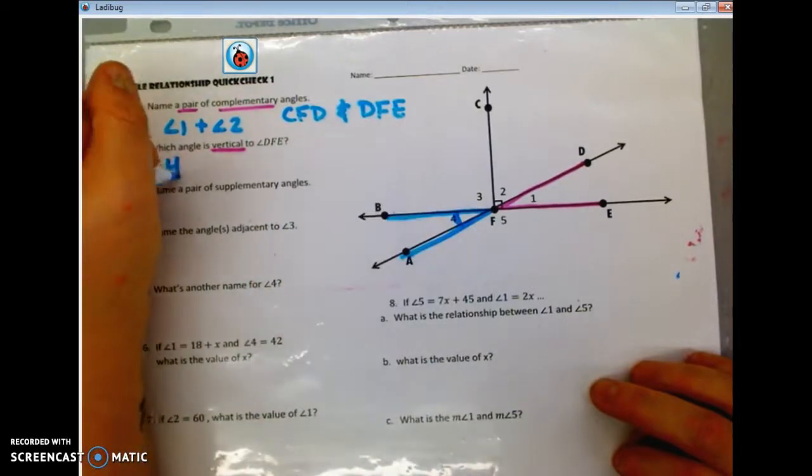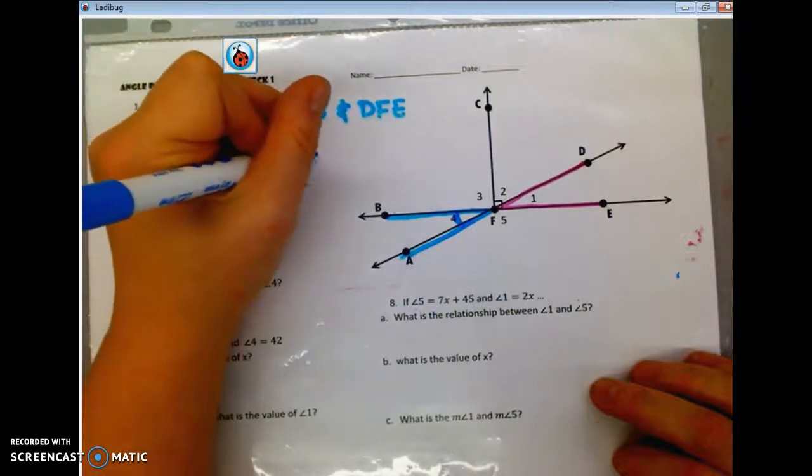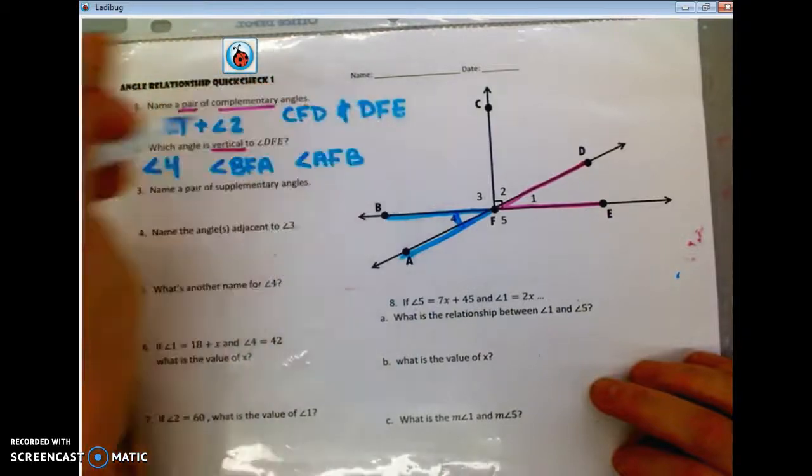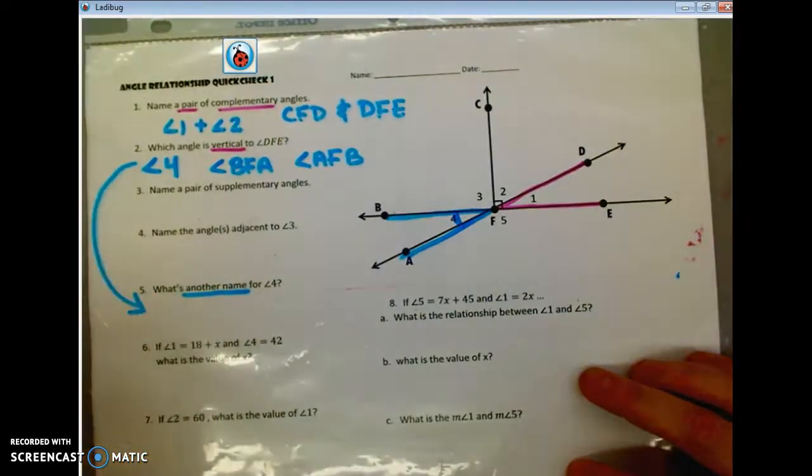You could have said angle 4. You could have called it angle BFA. You could have called it angle AFB. This is also the answer to number 5. What is another name for angle 4? BFA or AFB? Not what kind of angle is it, what's another name for it?